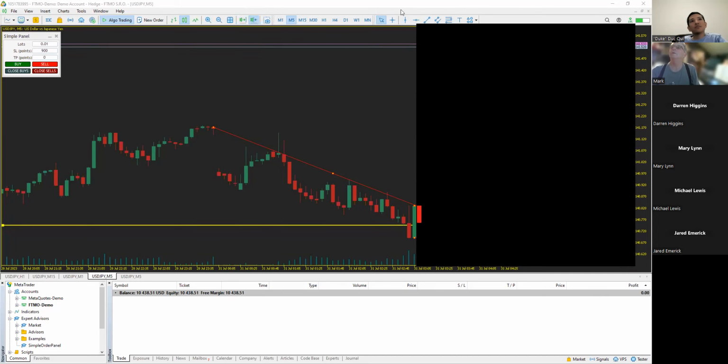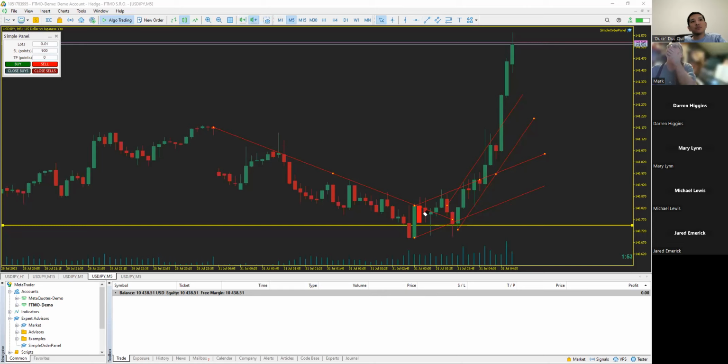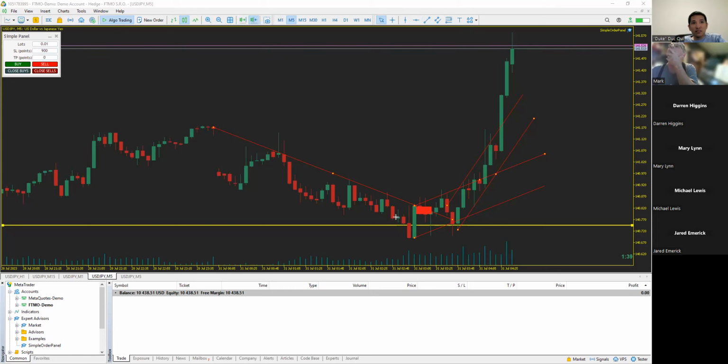So if you take this away, how far did it pull down? As far as body wise, it didn't even pull down 50%. It only came down to here, which is right here. So that is the first clue.